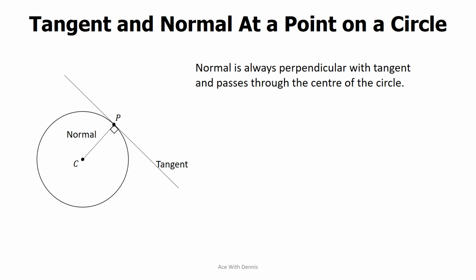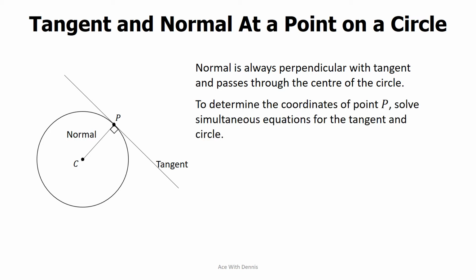By applying this concept, we can determine the coordinates of point P by solving simultaneous equations of the tangent and circle. Since the equation of a circle is a quadratic equation, when we solve simultaneous equations for the tangent and circle, we'll get the discriminant b squared minus 4ac equals 0.